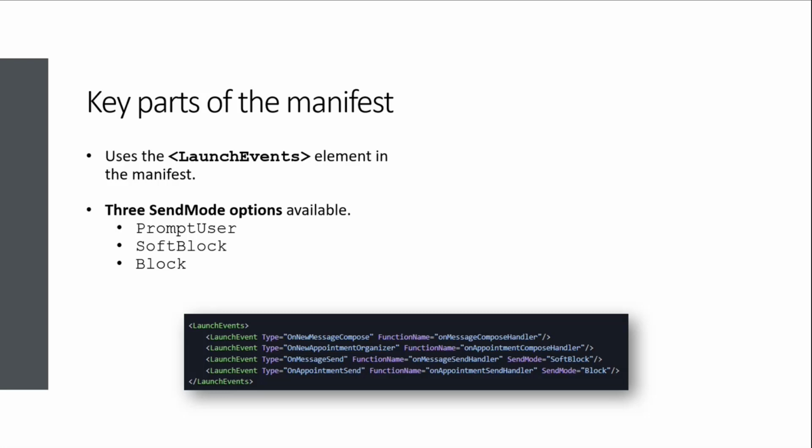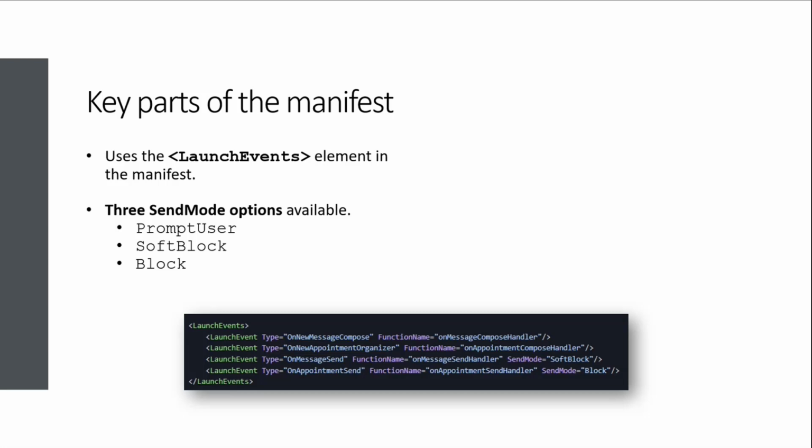So these add-ins do use the launch events element in the manifest. And within the launch events element, you do have the launch event element that you can declare. Within this element, there are 3 attributes that you'd like to specify. The first one being type, and this is where you declare the event that activates your add-in. So in the case of smart alerts, it would be on message send and on appointment send events.